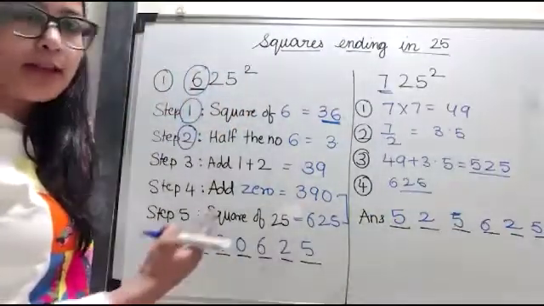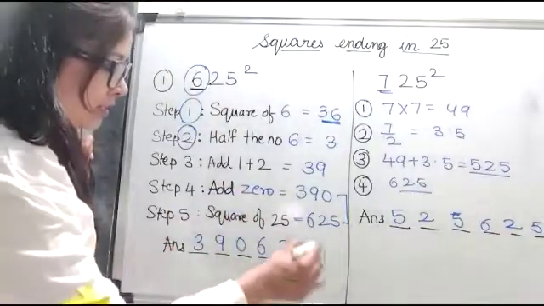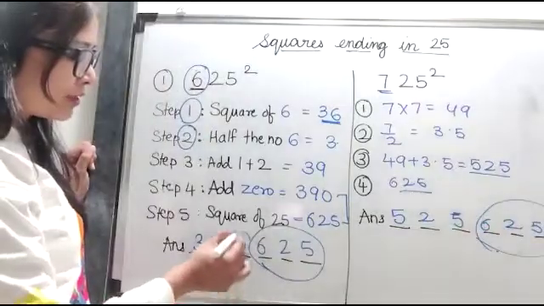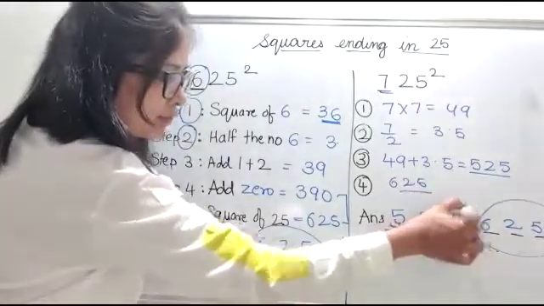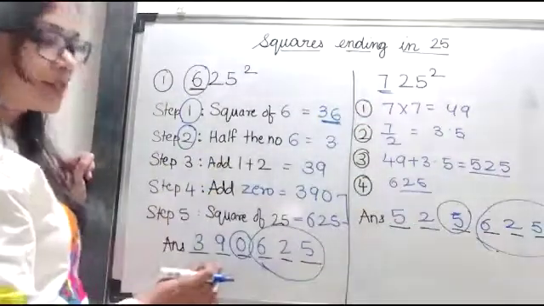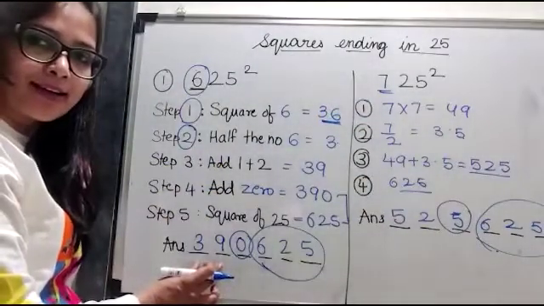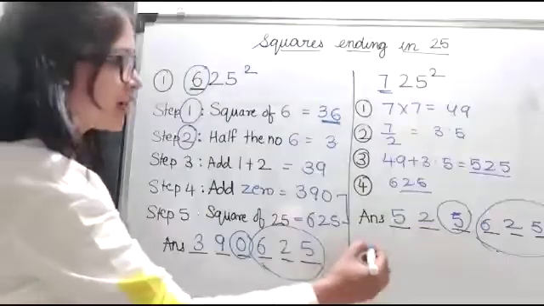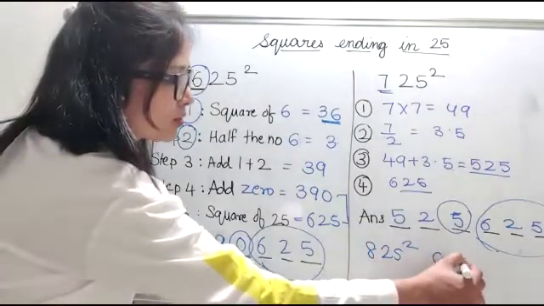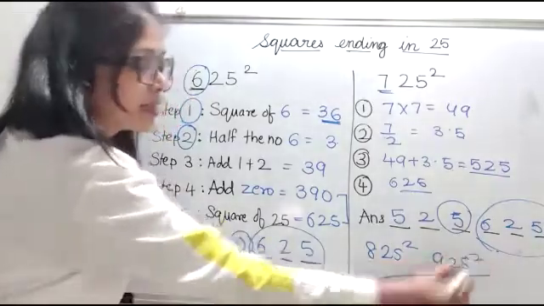So 525 and 625. If you see, 625 is common in both. Here you'll always have a 0. Here you'll always have a 5. So even has a 0, odd has a 5 and the rest is the number what you get. Isn't this trick very simple? Try to find out the square of 825 and 925 using the same technique.